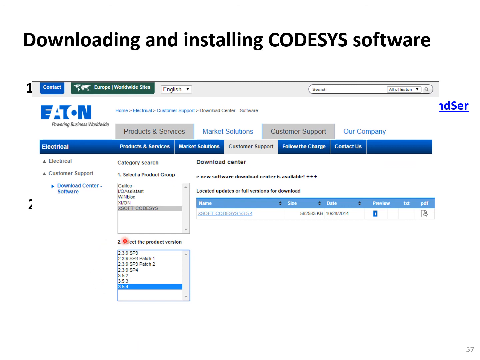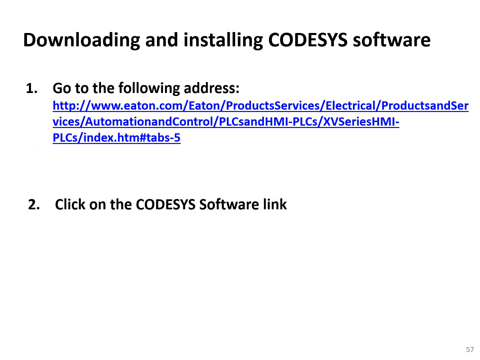You could select a product group which you want. I want you to use Xsoft Codesys, and you could also select the product version, use 3.5.4 or higher versions. And then you need to download it and install it. And finally, you need to download and install the program.